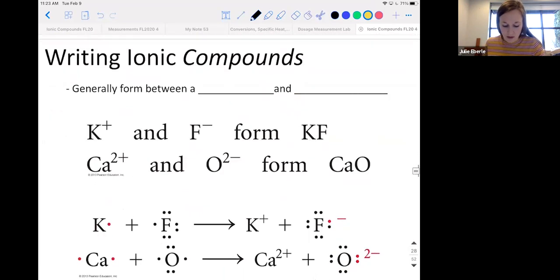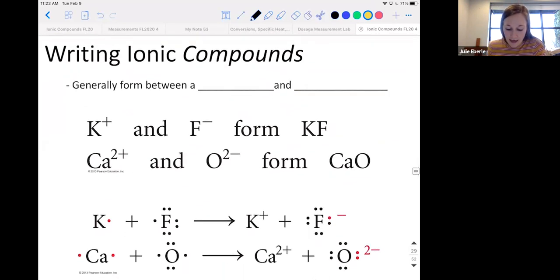Okay, writing ionic compounds. So now we're going to talk about a compound. Before I even get into this, what is a compound? Anybody have a thought on that? How is a compound different from an ion?